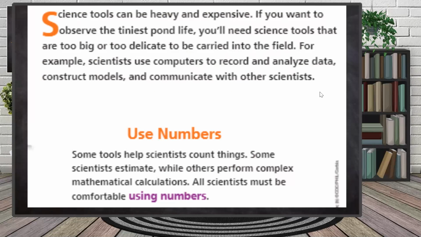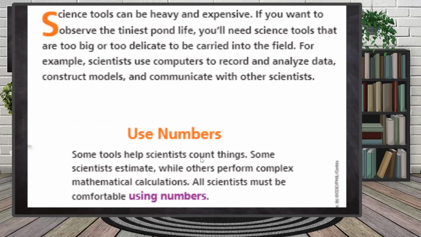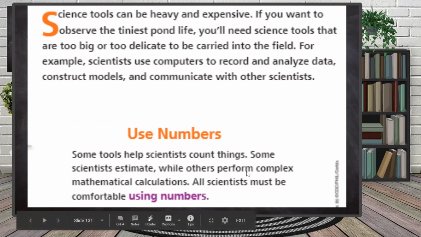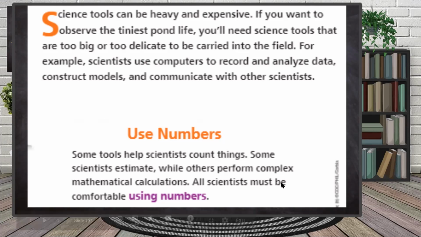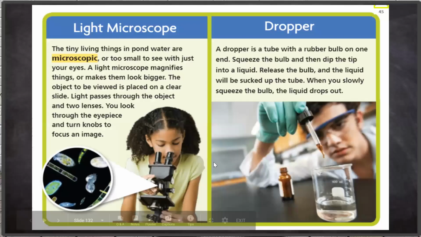Is it really important to communicate with other scientists, guys? Yes. Good. Yes, it is really important. Scientists use numbers. Some tools help scientists count things. They need to count. Some scientists estimate, while others perform complex mathematical calculations. All scientists must be comfortable using numbers. So I remember that Maria is our math teacher. Now, do you like science as it is related to math?